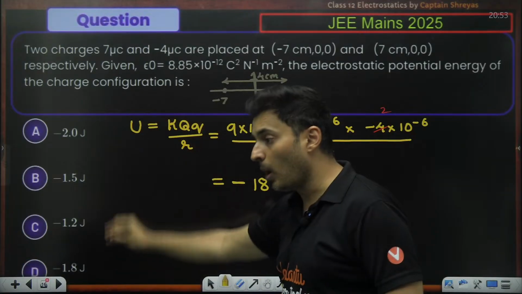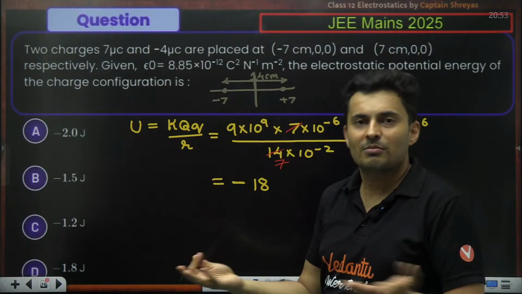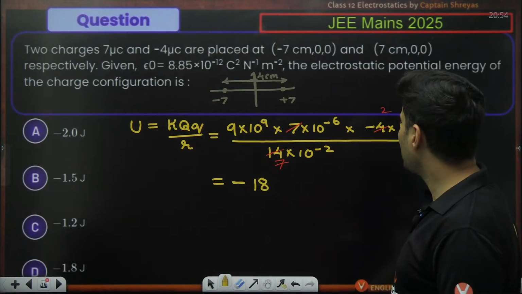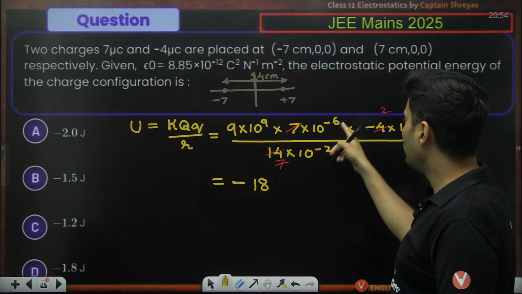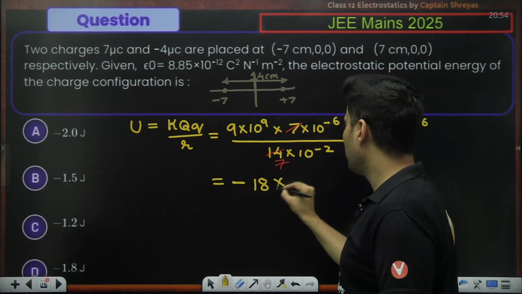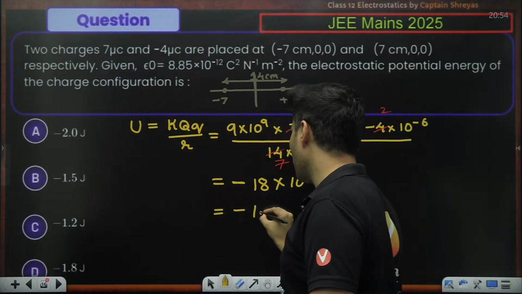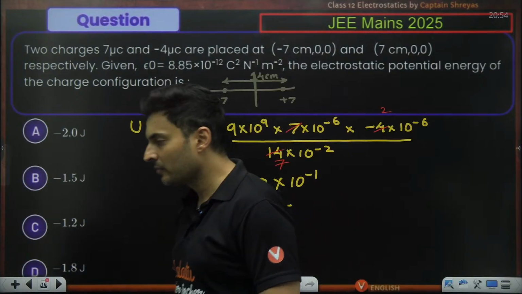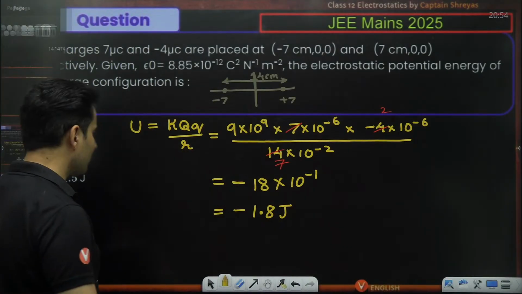But if there were two options which said 18, 1.8, 0.18, then I have no other option but to actually figure out what that power of 10 is. Here clearly we can see this is minus 12. Minus 12 and minus 2 will become minus 10. So this will become basically 10 to the power negative 1. Hence the answer will be minus 1.8 joules, which is exactly our option D. Is that right? Very good. Excellent. So this was your JEE Mains 2025 question.